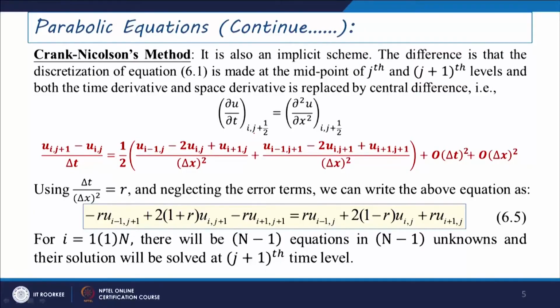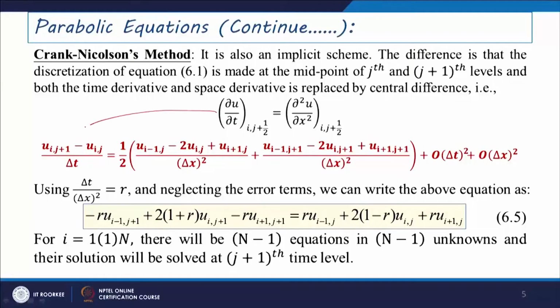So, in this method, as I have told, the difference is that the discretization equation is made at the midpoint of jth and j plus 1th levels, and both the time derivative and space derivative are replaced by central difference approximations here. Since the central difference approximation gives higher order convergence compared to the other difference schemes. So, if you take del u by del t in a central difference scheme here, since we are discretizing this equation at the average point, that is at i, j plus half here.